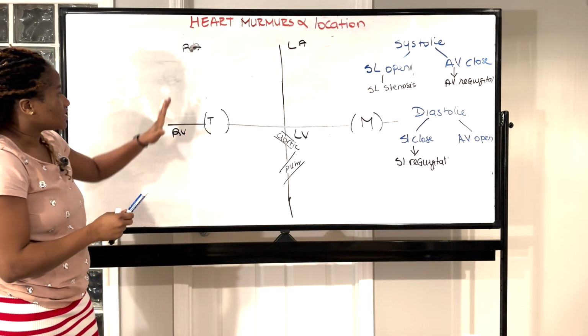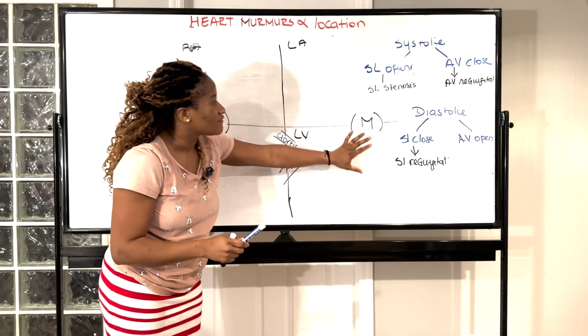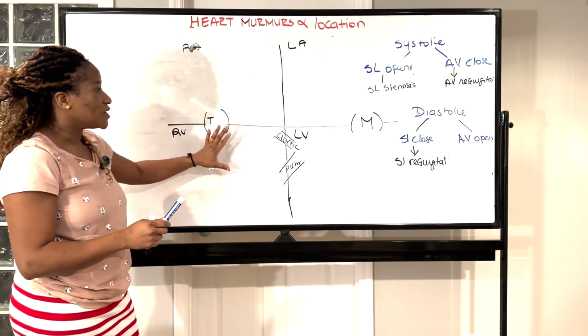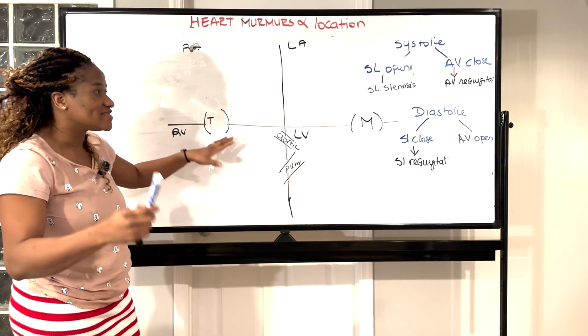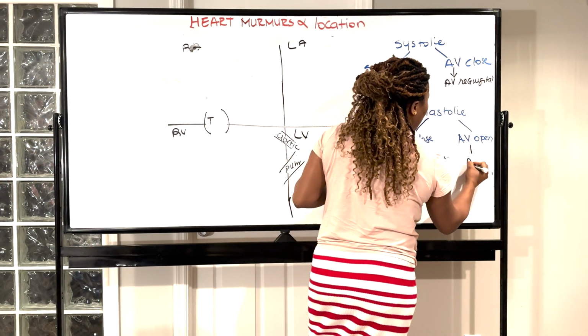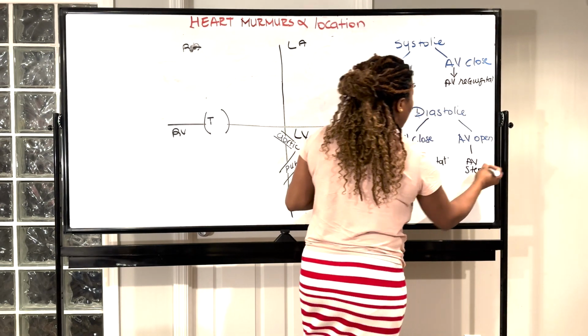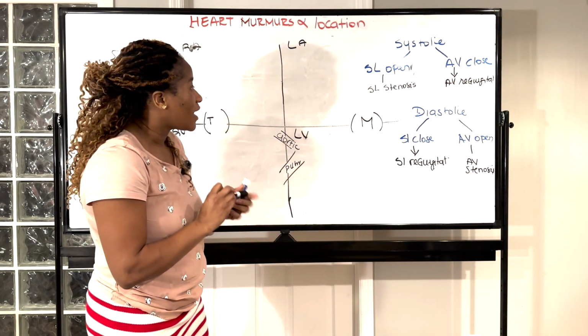Now we know that during diastole, the tricuspid and the mitral valve should be open. So what happens if they don't open? That means there is stenosis. So here you're going to have your AV stenosis. So let's do a quick recap.